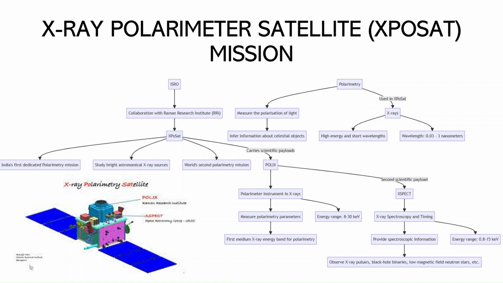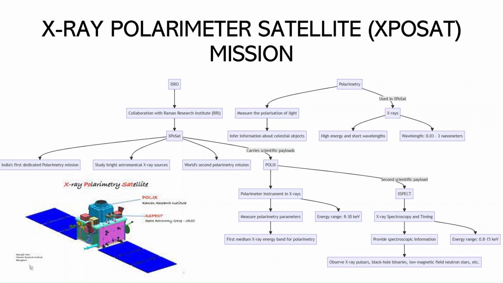XPOSAT carries 2 impressive scientific payloads in low Earth orbit. Remember, these payloads are in the low Earth orbit, or the XPOSAT in general will be in the low Earth orbit. First, there is the primary payload called the POLIX, the polarimeter instrument in X-rays. It will measure polarimetry parameters such as degree and angle of polarization in an energy range of 8 to 30 kilovolt. And excitingly, this is the first payload in the medium X-ray range band dedicated solely for polarimetry measurements, right?